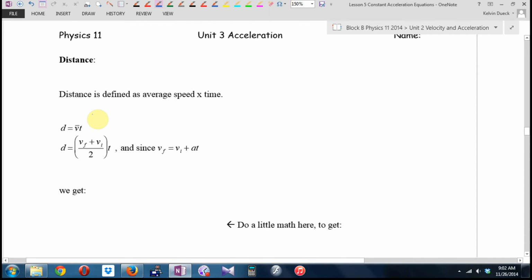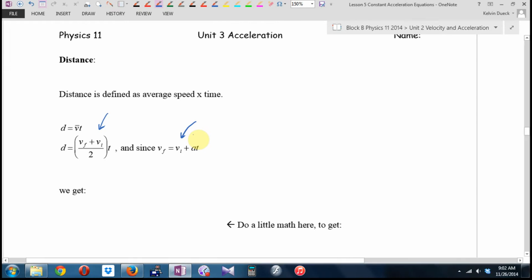Distance is defined as average speed times time. I already said that. We gave you this equation in the last big box. And this is the first equation that I gave you, VF equals VI plus AT.